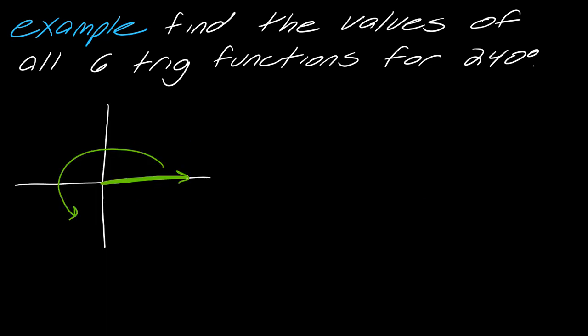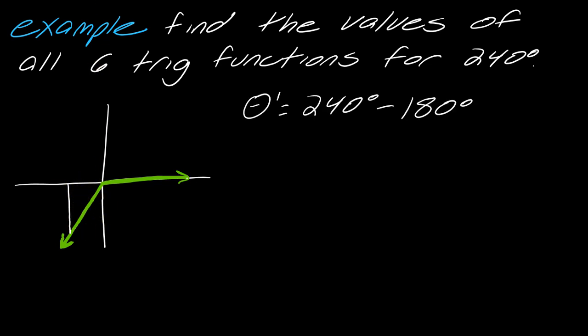Okay, so here's my reference. I'm going to end up somewhere in quadrant 3. All right, so I've got my little right triangle here. And from here, we can come up with the reference angle. That's going to be 240 degrees minus 180 degrees. So my theta prime in this case is 60 degrees. And so there's our reference angle.